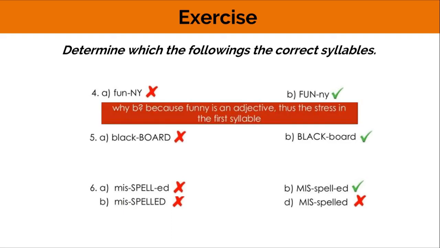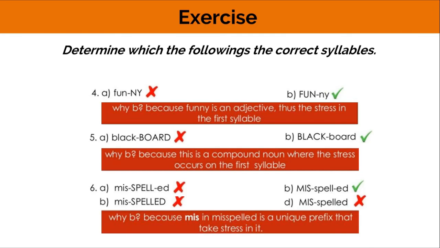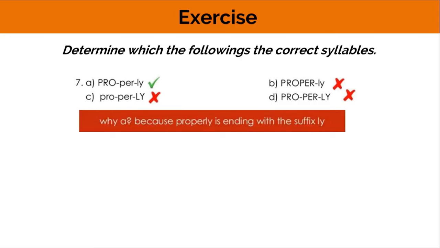Why B? Because funny is an adjective. Of course, it has stress in the first syllable. Then why is it B? Because this is a compound noun where the stress occurs on the first syllable. We have just told you. And then the last one, why B? Because miss in misspell is a unique prefix that takes the stress. The last one, your answer is the first one, A. Properly is ending with the suffix -ly.